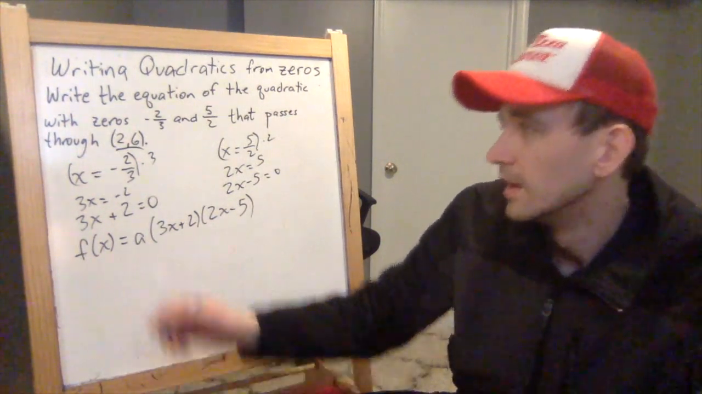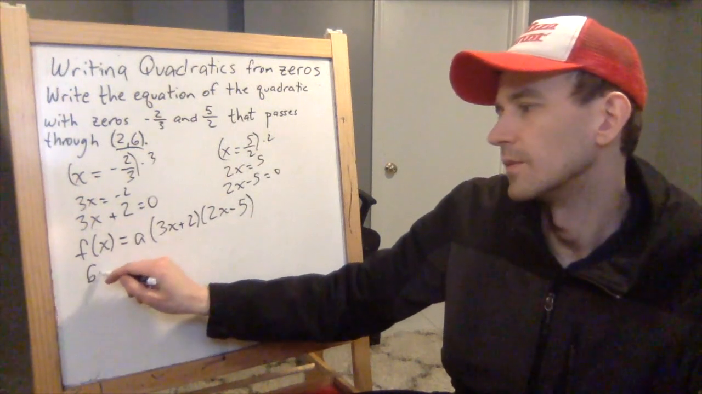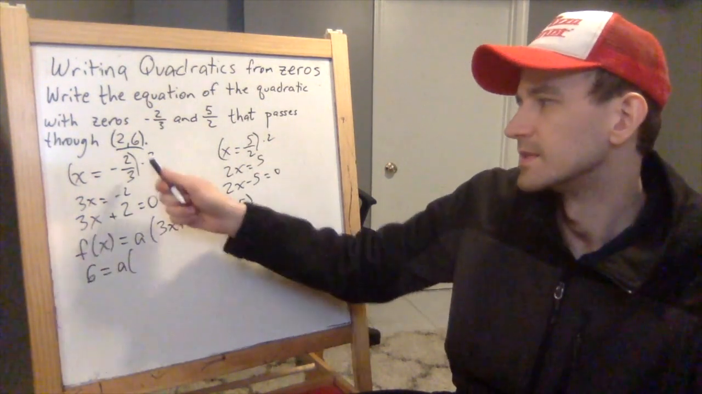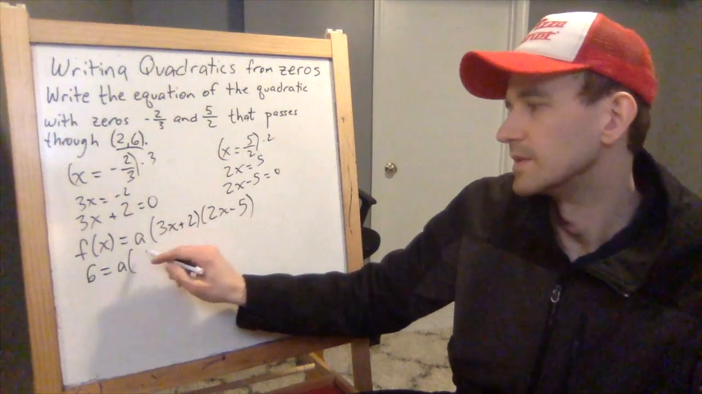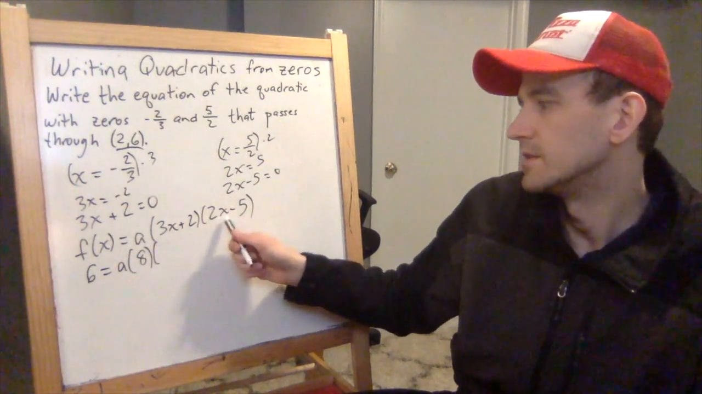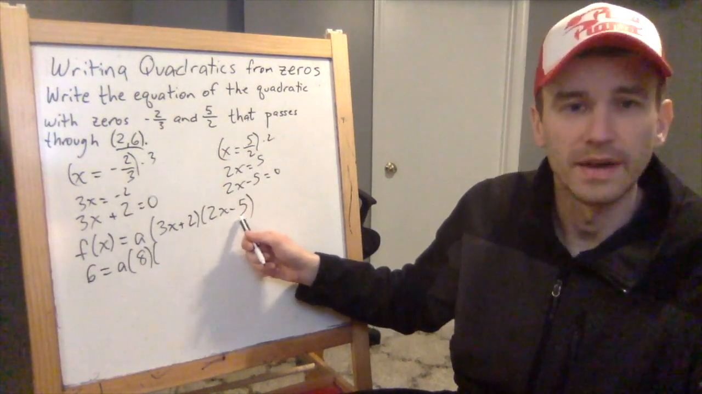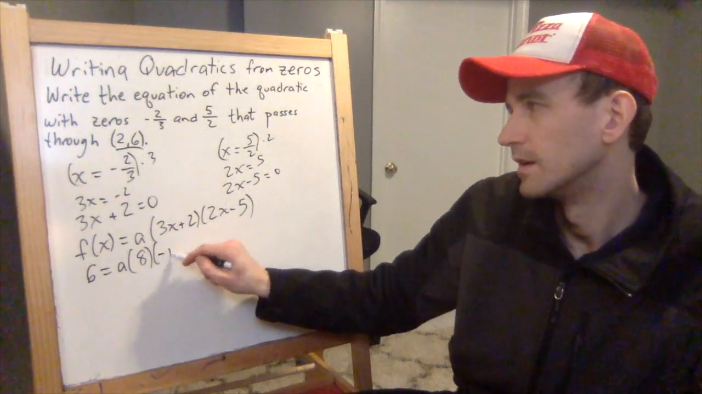It doesn't really matter. So I plug in 6 for y, a times 3 times 2 is 6, plus 2 is 8. 2 times 2 is 4, minus 5 is negative 1.